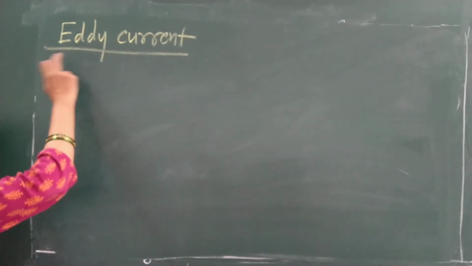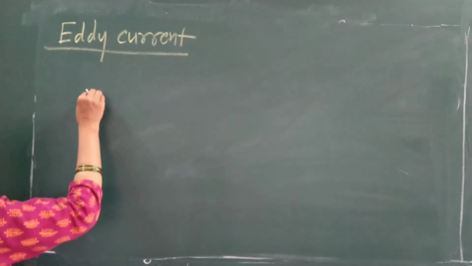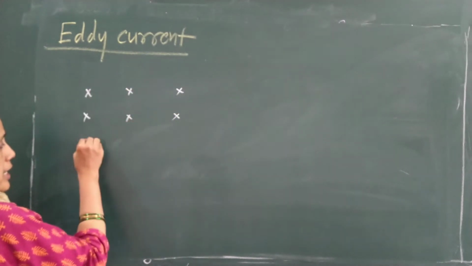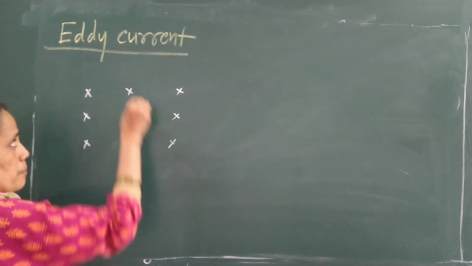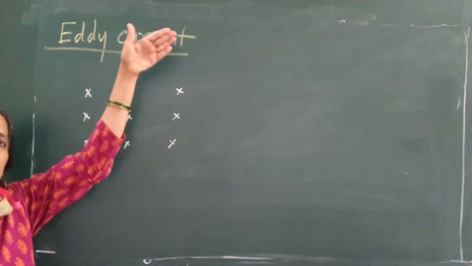Okay, now today's topic is about eddy current. Now what is that? Previously we have seen such type of diagram. That is, your cross points indicate a uniform magnetic field B whose direction is inside the paper and perpendicular to the plane of the board.